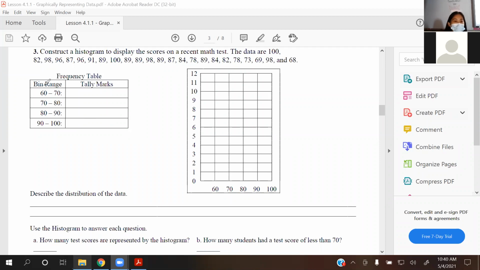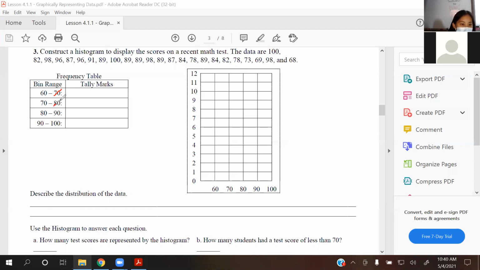All right, so here's a bin range. The bin is from 60 all the way to 70. And we're going to see how many scores are included from 60 until, technically, 69.9. You don't want to include the 70. So I'm actually going to cross it off. I know it's 60 to 70, just keep it as 60 to 70. But remember, if you see a score that's 70, you're going to put it in this bin.